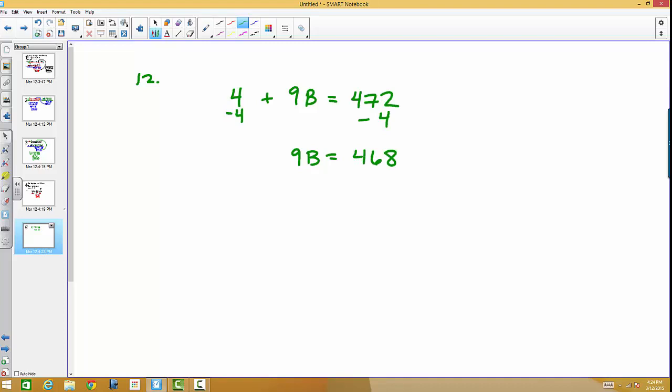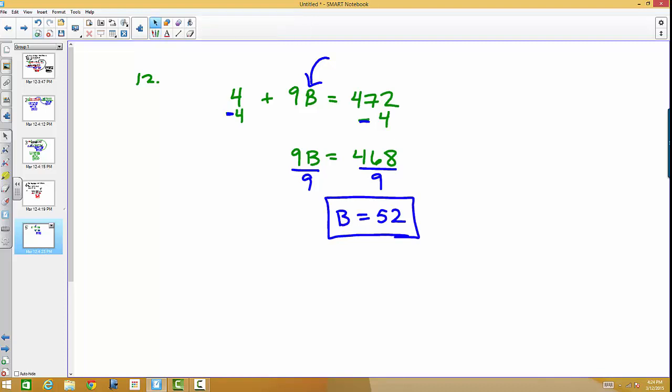Anytime you're isolating a letter, the first thing you're going to undo is the farthest thing away. That's a positive 4. That's why you need to minus it from both sides. A number next to a letter means multiply. To undo multiplication, you do division. So we're now dividing both sides by 9. So B is 52. So there's 52 students per bus. It'd be a really great idea to plug it back in and see if it works. You can try 9 times 52 plus 4, see if you get 472, and luckily you do.